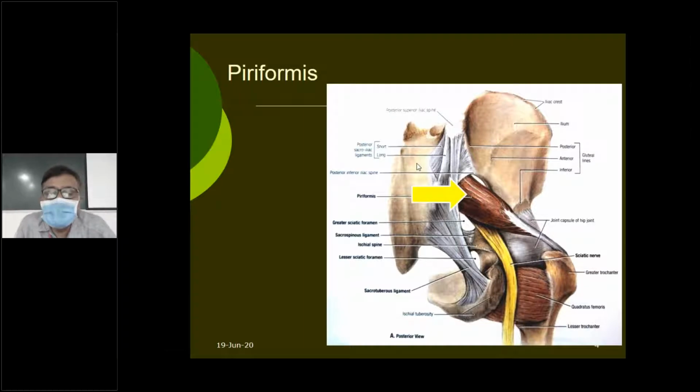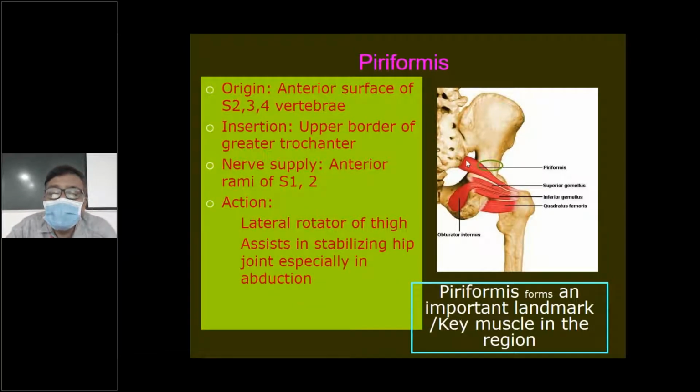It arises from the sacrum, from the second, third, and fourth sacral vertebrae. From the sacrum, it comes out through the greater sciatic notch. Later you will see that all the vessels and nerves here in the gluteal region are coming from the sacrum, and the only way to come out of the pelvis is the greater sciatic foramen.